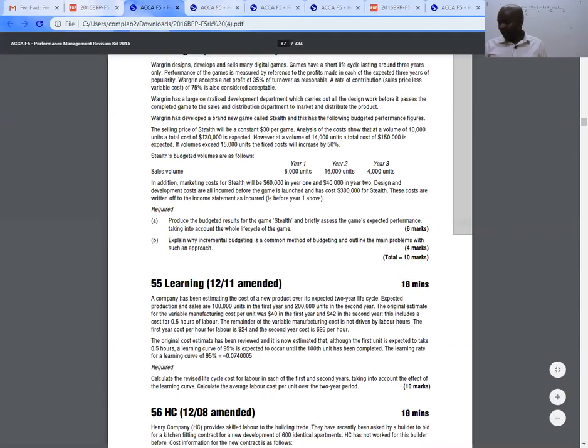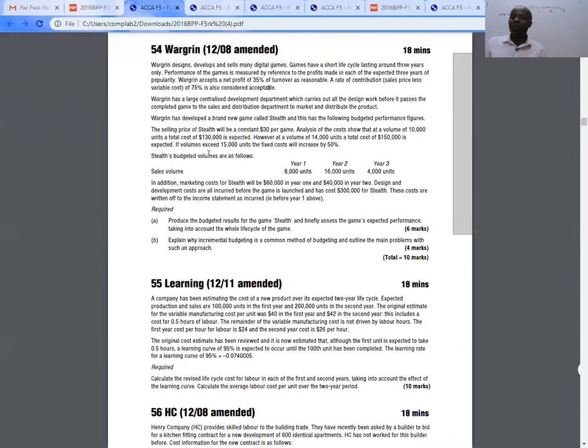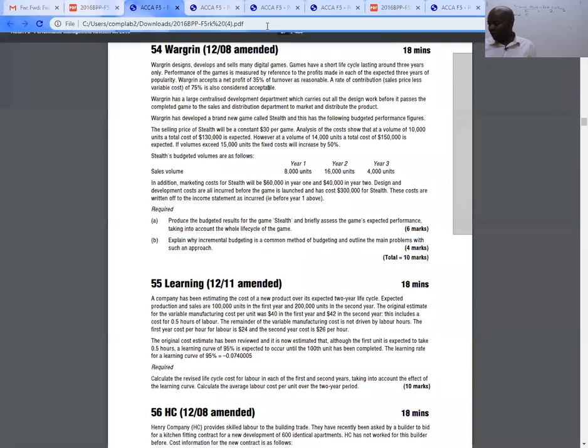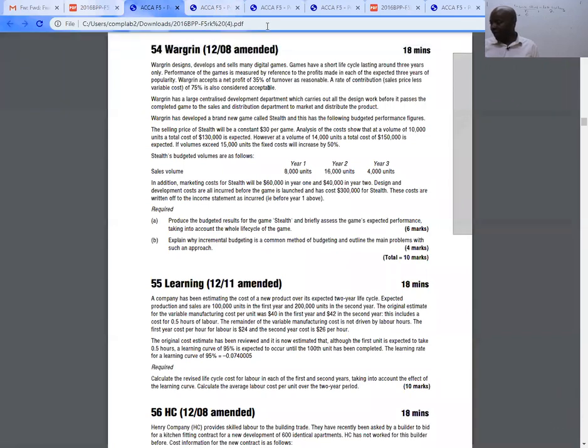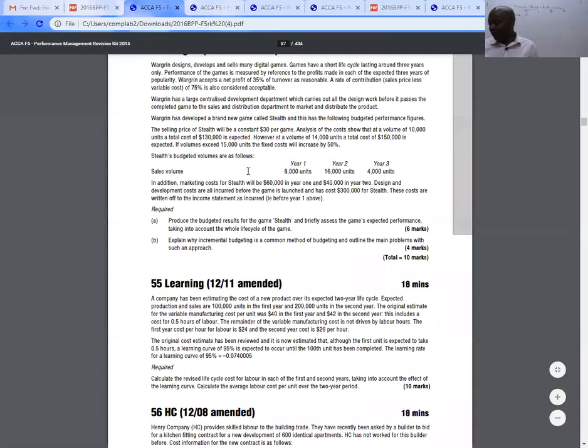I want to get revenues because this time round, as per the question, they want us to do an assessment in terms of profitability. So in terms of profitability, it means I have to begin from revenues. For year 1, I can see the game goes for 30 bob, and the quantity is 8,000.